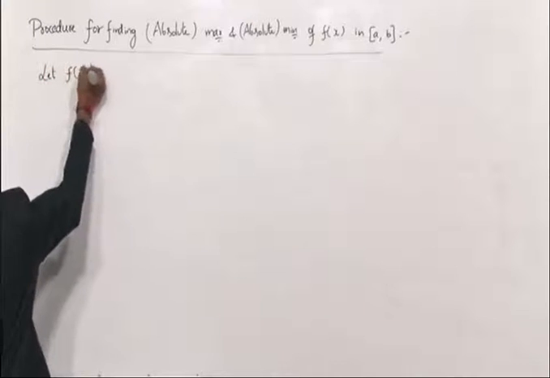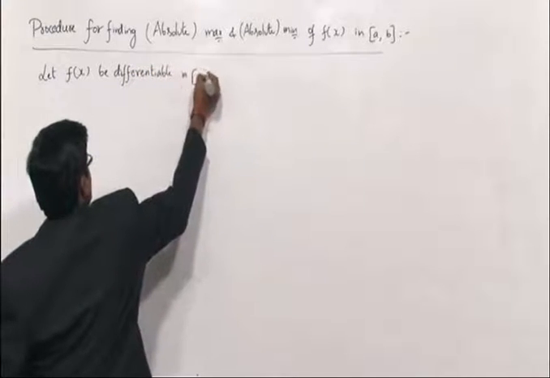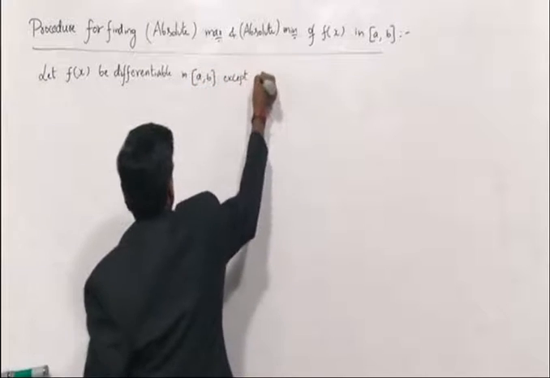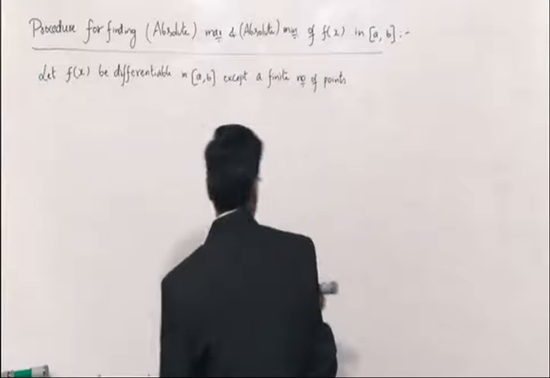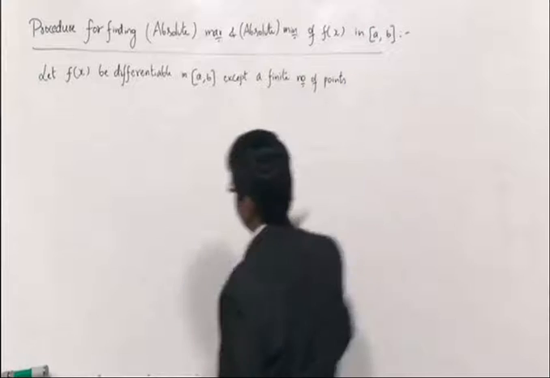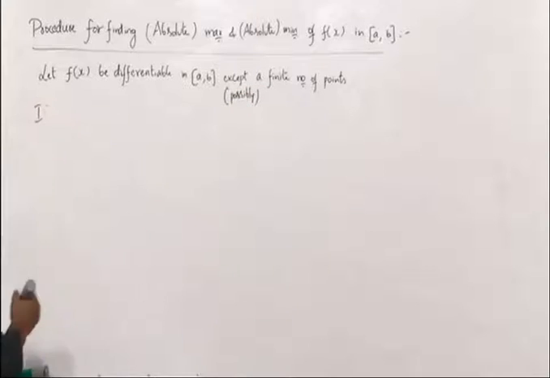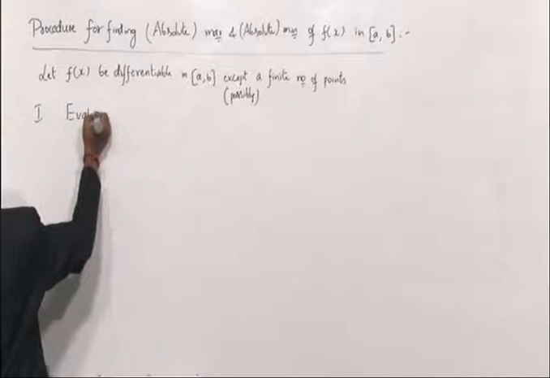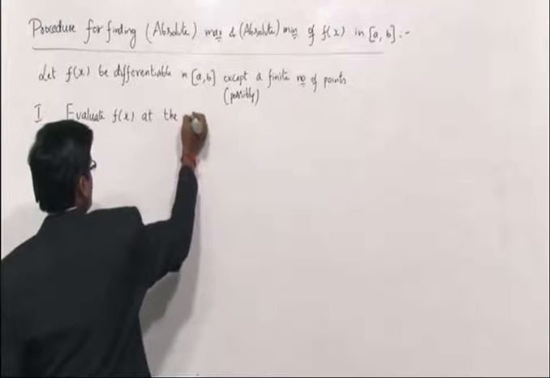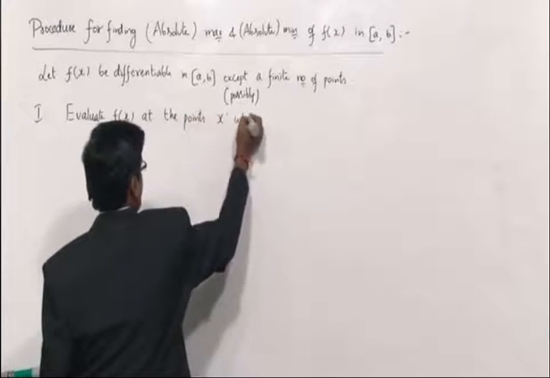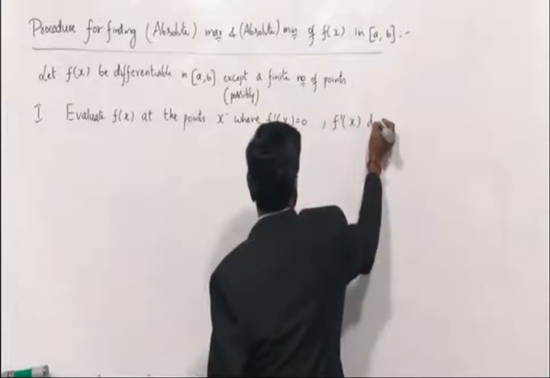Let f(x) be differentiable in the closed interval [a, b] except possibly at a finite number of points. Step 1. Evaluate f(x) at the points x where f'(x) equals 0, and where f'(x) does not exist.